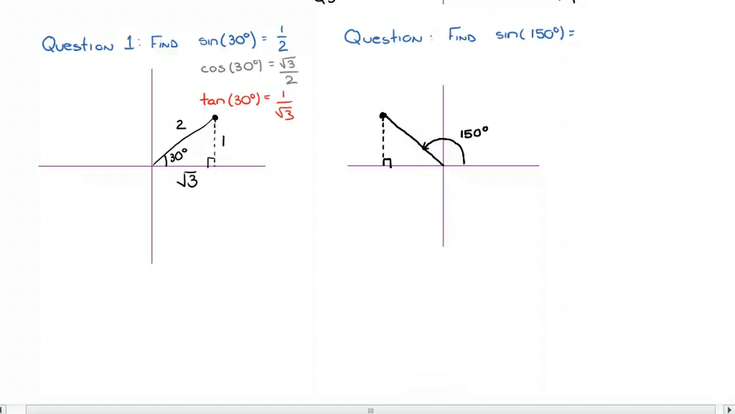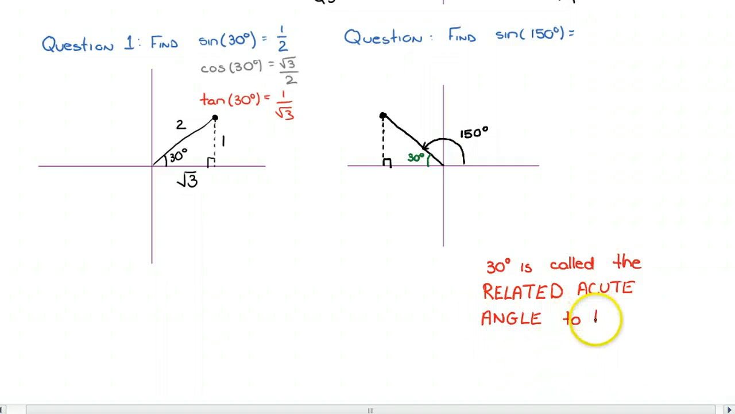So what I do first is I actually calculate the angle there, and I know that this angle is going to be 30 degrees. 30 degrees is called the related acute angle. Let's just write this over here so we have that. So 30 degrees is called the related acute angle to 150 degrees.